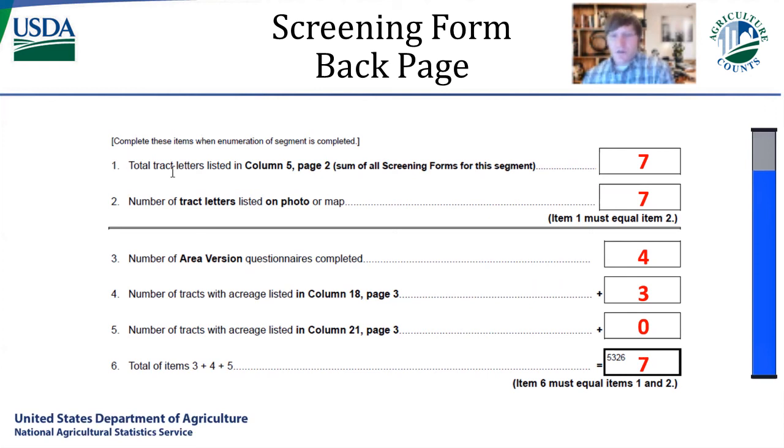Item numbers 3, 4, and 5 are used to record the count of the number of area tract questionnaires that were completed, along with the number of non-ag tracts in the segment with acreage reported in column 18, as well as the number of PIGA tracts in column 21 on the screening form. Those numbers should add up to equal both item number 1 and item number 2, which again should both be the same.